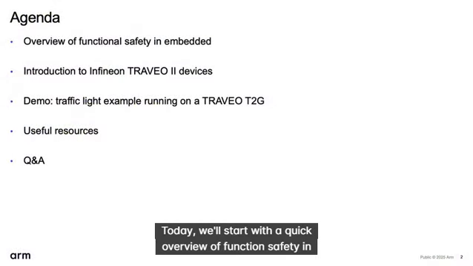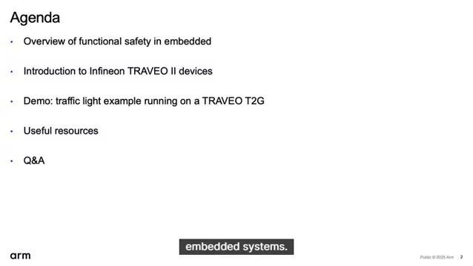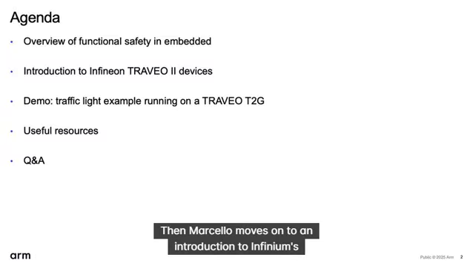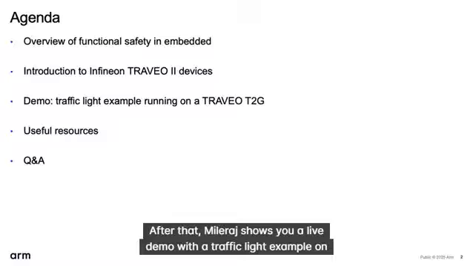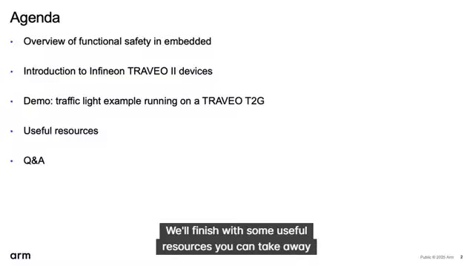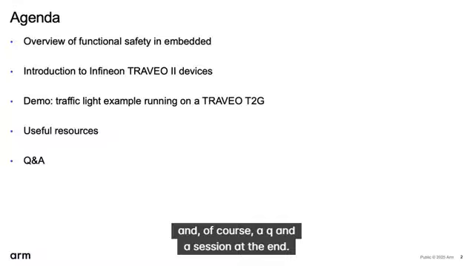Today, we'll start with a quick overview of functional safety in embedded systems. Then, Marcelo moves on to an introduction to Infineon's TRAVEO 2 devices, which are designed for functional safety applications. After that, Milorad shows you a live demo with a traffic light example on a 3-core system. We'll finish with some useful resources you can take away, and of course, a Q&A session at the end.